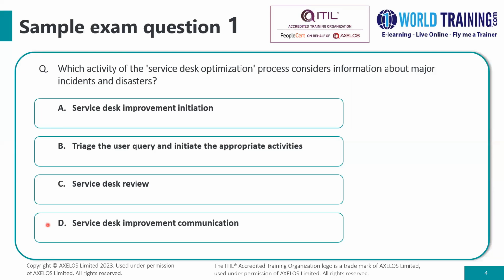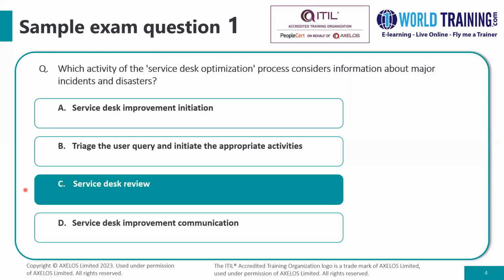The service desk improvement communication, the last option, is the last step in the optimization process, and that does not consider information about incidents and disasters as an input. Therefore, service desk review, the third option, would be the correct answer. And in this process, the 3 activities are in the following sequence. First, service desk review, followed by service desk improvement initiation, and followed by service desk improvement communication.